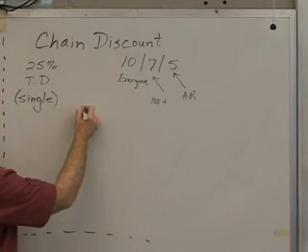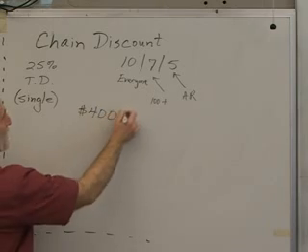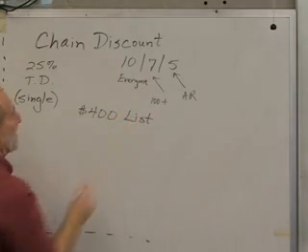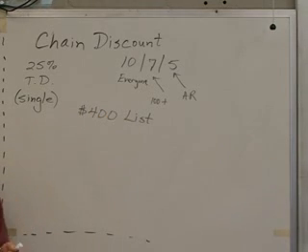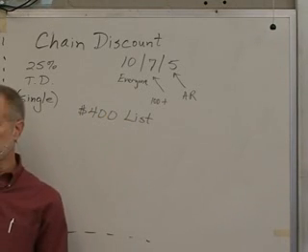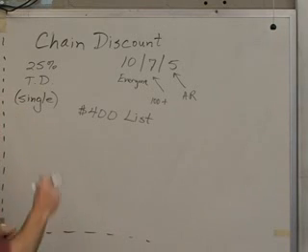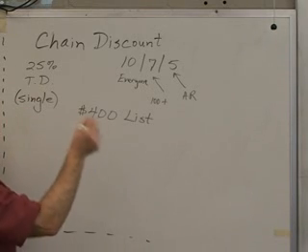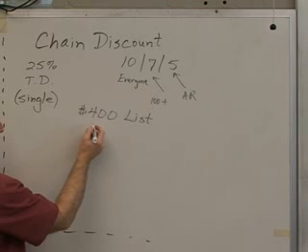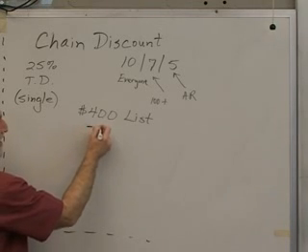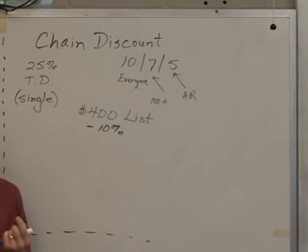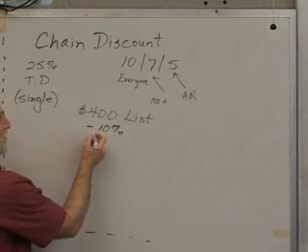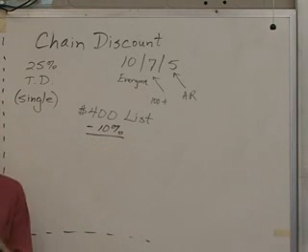Let's say there were a $400 list, and let's say we got all three of those chain discounts. Let's do it the simple calculator way first, and then I'll show you the other way, which we need to know anyway. Let's take 400 minus 10%. If we knock 10% off 400, we should get 360. Does that sound right?